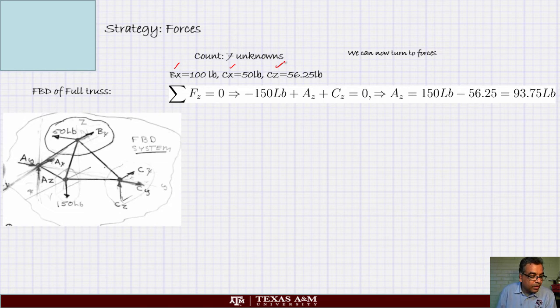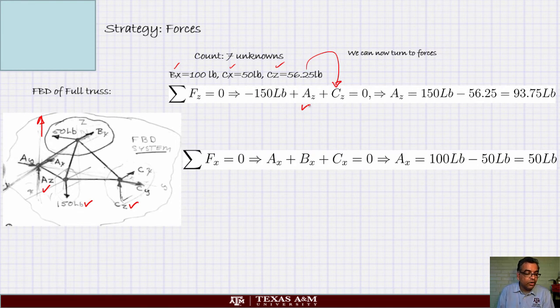So now I'm going to sum all the forces in the z direction, which is this way, and that means I'll have this force, I'll have this one, I'll have this one. Right? I will get AZ plus CZ minus 150 equal to 0. I already know CZ, so substitute it here, and you can solve for AZ. Excellent. You do the same thing. AX plus BX plus CX equal to 0, and then from that you can see BX is there, CX is there, so substitute, and then you can solve for this.